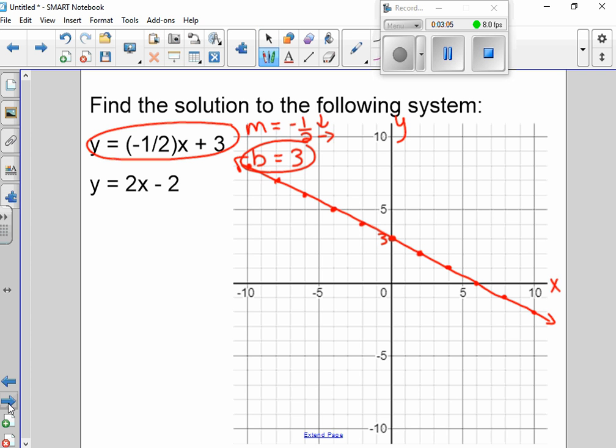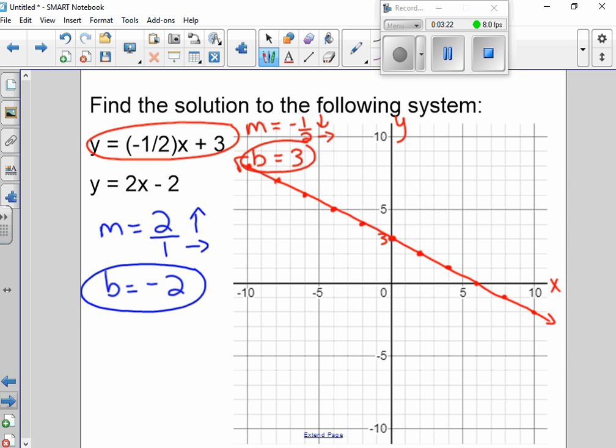Second line, I have that my m is 2 and my b is -2. The 2 is with the x, that's how I knew it was a slope. I don't have a bottom number, so we know to put a 1. This tells me to go up 2 over 1. Now this line is a little bit easier because I'm not going to make a whole bunch of points. I'm just going to make enough points until I hit that red line.